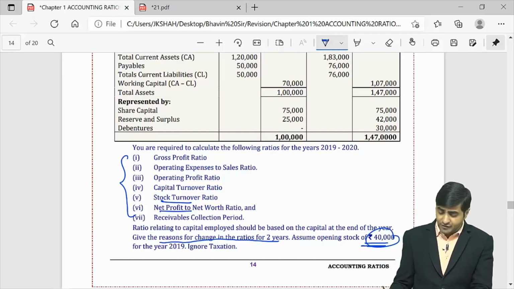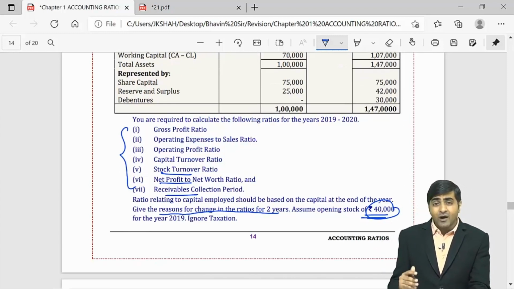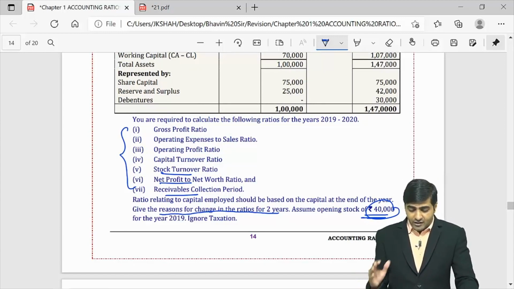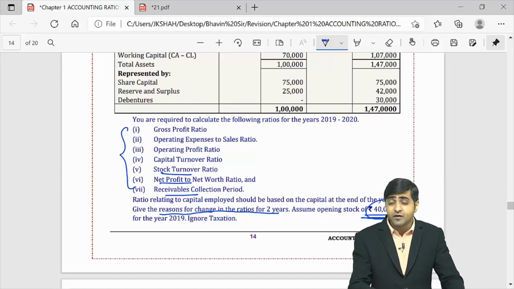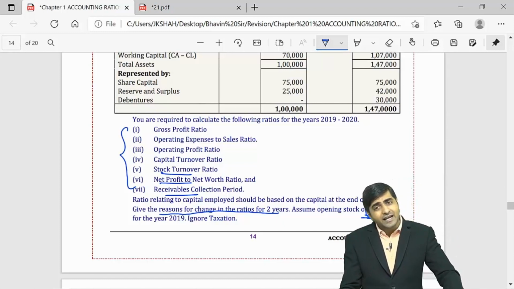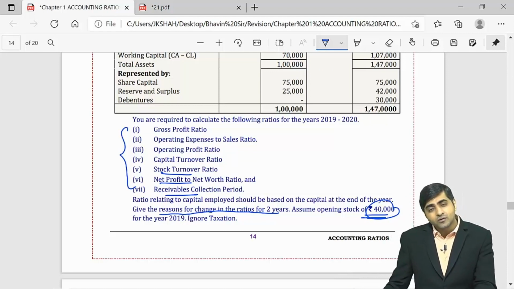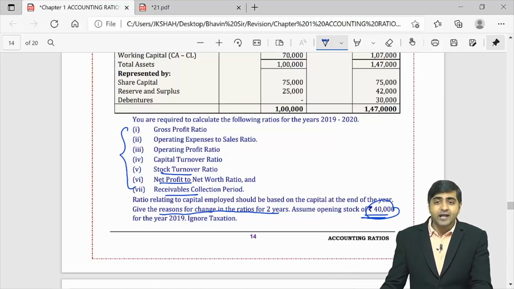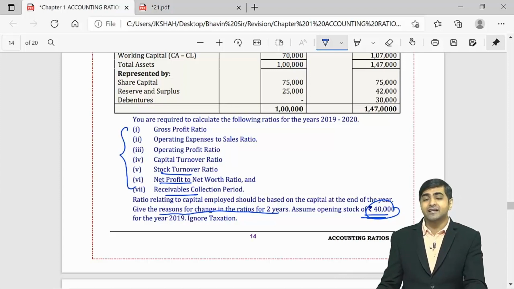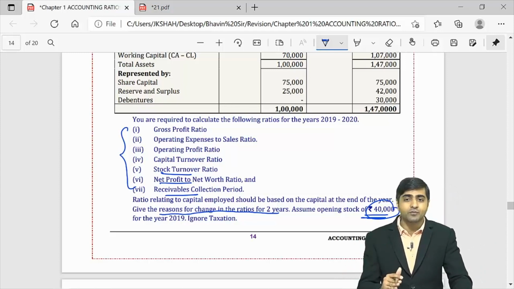Then guys, we have net profit to net worth. And then, while calculating debt collection period, here also, my dear students, we don't have the opening debtors available for the first year, so we will be using closing debtors only. And similarly for the second year also, we'll be using closing debtors. So your argument can be like this, that sir, for the second year at least we can use average because we have the opening debtors available.